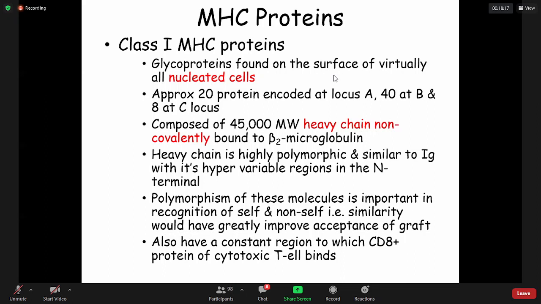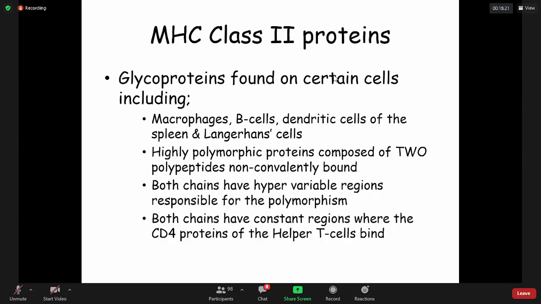The class 2 proteins, or MHC class 2, are found mainly on what we call antigen-presenting cells. The other one is on all nucleated cells, minus definitely the red blood cells. MHC class 2 is present on all professional antigen-presenting cells, which include the macrophages, the B cells, and the dendritic cells.